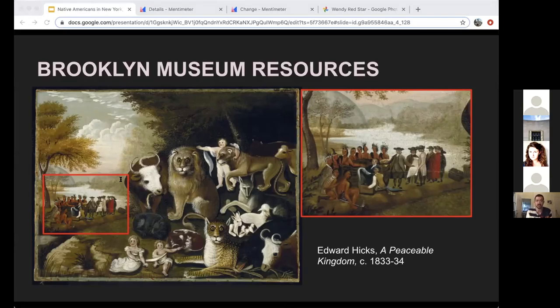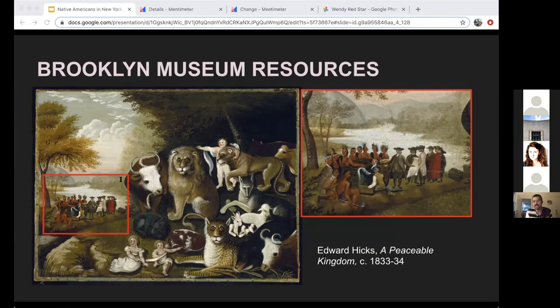and build a critical vocabulary for reading them, considering things like historic bias or sort of visual propaganda, right? That said, it's important to be very intentional when framing these discussions and explicit about who made the work and why they made it. So this example that you see here is by Edward Hicks. It's called A Peaceable Kingdom.